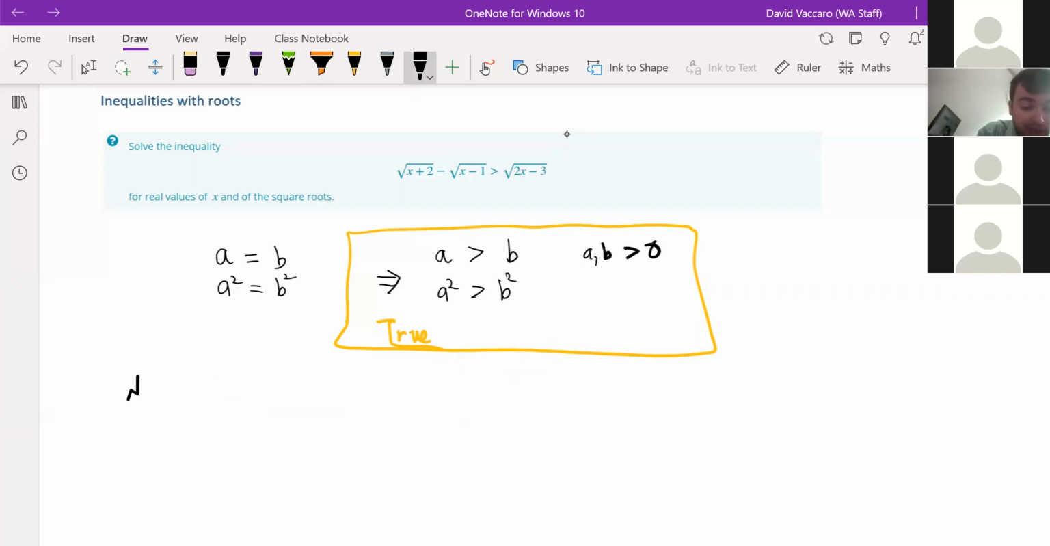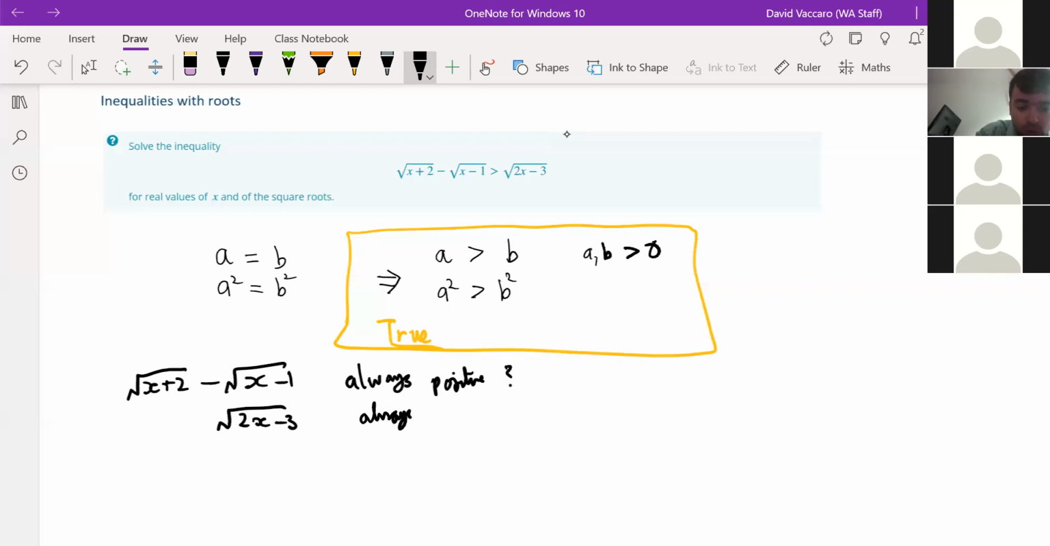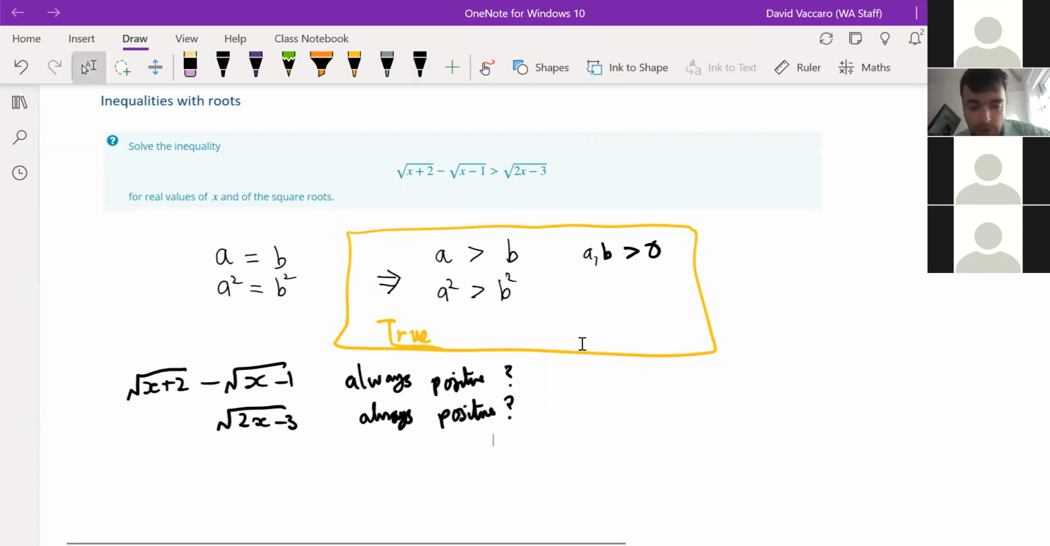So again, put it into the chat. Is square root of x plus 2 take away square root of x minus 1 always positive? And is the square root of 2x minus 3 always positive? Vote in the chat.